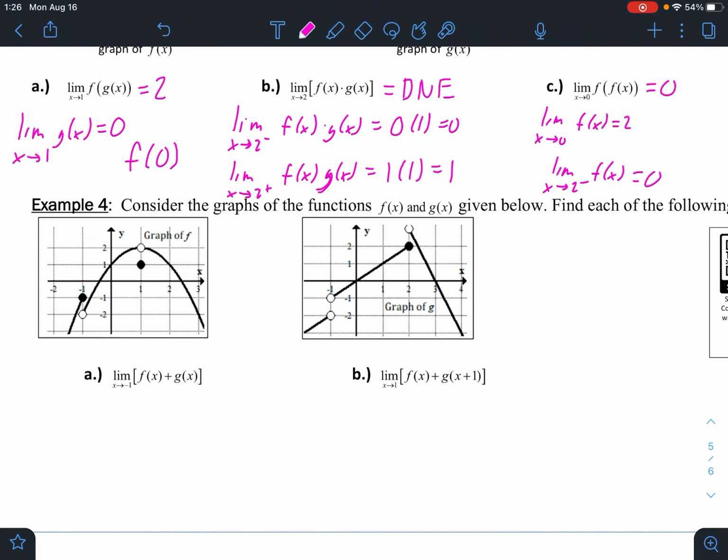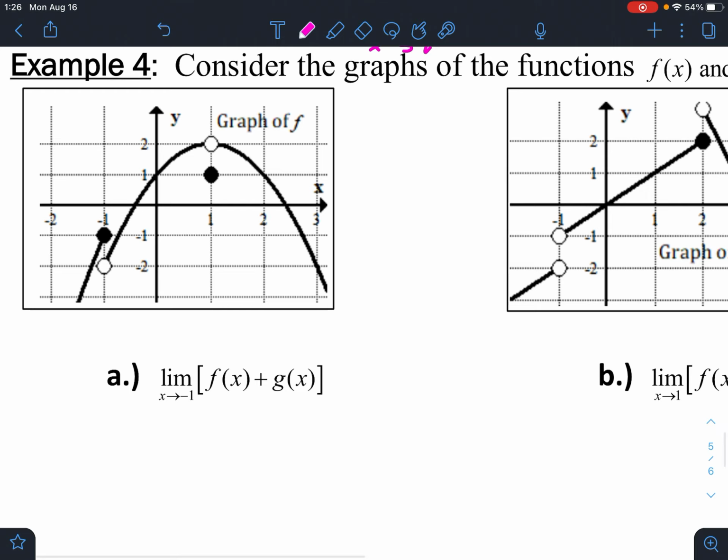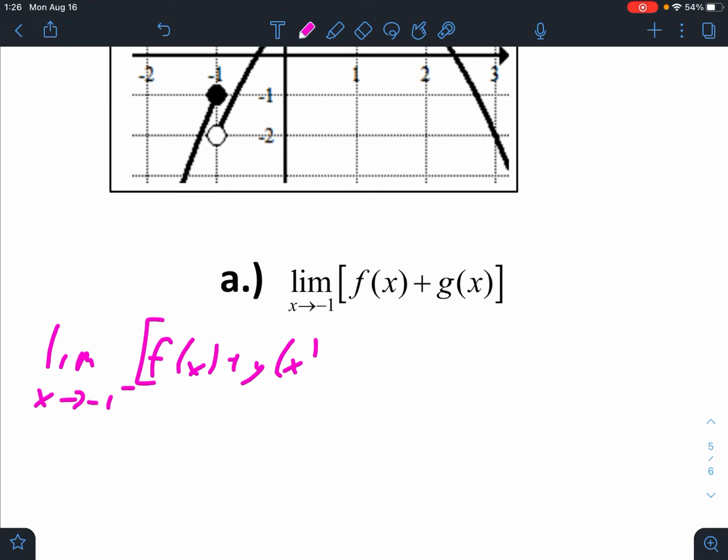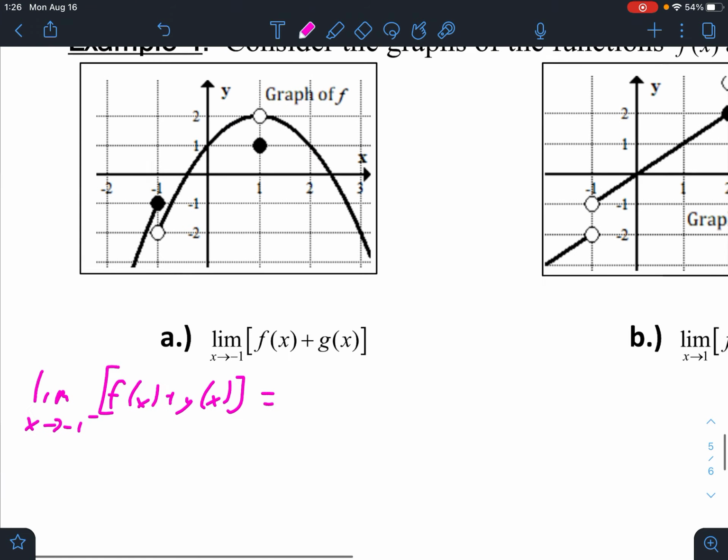All right, so the next one here, the limit as x approaches -1 of f plus g. The problem is, for -1 on both these graphs, they're not continuous. So we got to do a left-hand, right-hand approach again. So we'll do limit as x approaches -1 from the left of f plus g. The left limit for f would be 1. The left limit for g would be -2. Sorry, -1 and -2. So it's -1 plus -2, which is -3.